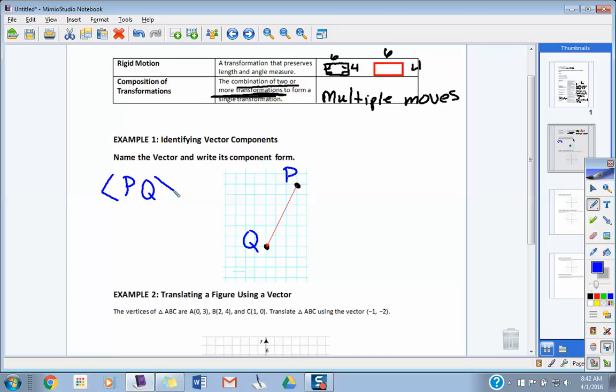Now we want to write its component form. Its component form basically is to say, how do you get from point P to point Q? Basically, what's your change in X, your horizontal component? What's your change in Y? We've got to go horizontally first, don't we? So what's the horizontal change right here?